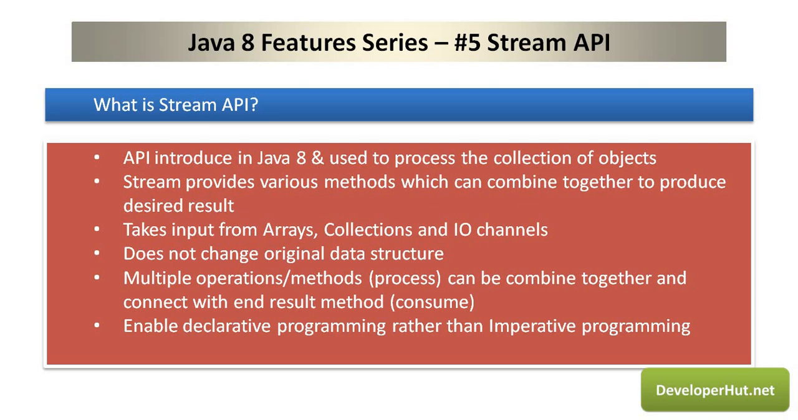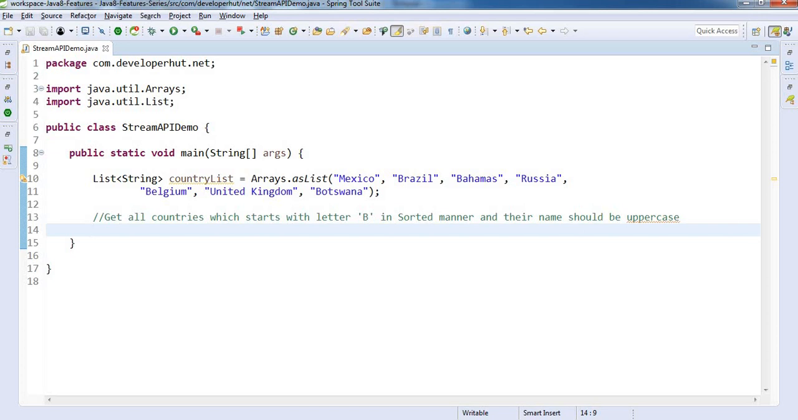So let's start with a simple example. What is Streams API and how can we use it? Let's say we have an ArrayList which contains certain country names. As per my business needs, I want to get all the countries which start with letter B, in a sorted manner. Also, I want to convert my output to uppercase. So let's achieve this using our old approach, which is without Stream API.